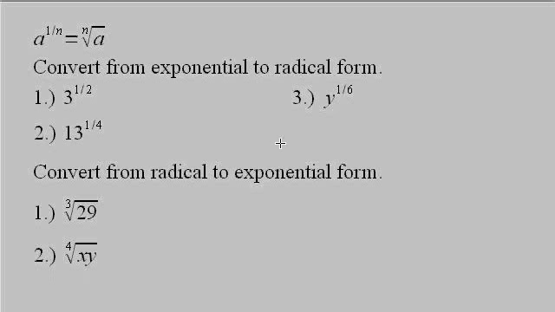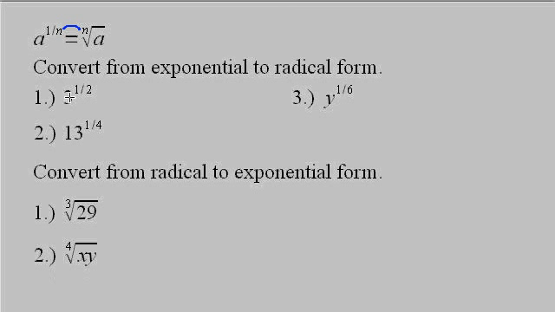Alright, let's look at rational exponents. So here we have a to the 1 over n equals the nth root of a. We want to be able to go from exponential to radical form and radical form to exponential form. You can see here in the exponent, this denominator n is the index of the radical. So let's use this to convert from exponential to radical form and radical to exponential form.